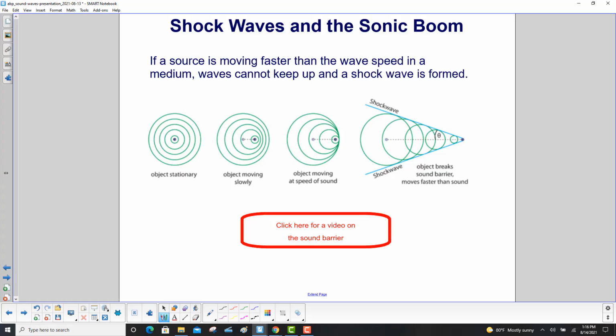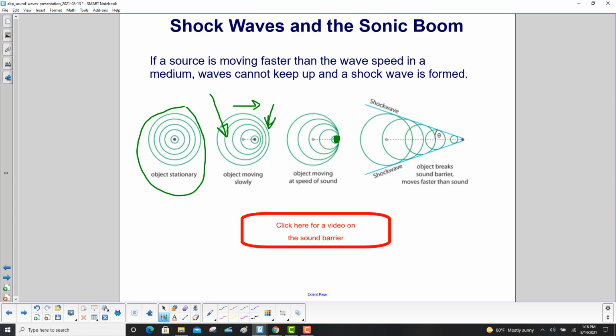If a source is moving faster than the wave speed in a medium, waves cannot keep up and a shock wave is formed. So here's a stationary object with the waves emitting from it. If the object moves slowly, we get that same compression in the front that we've seen on the previous slides and an expansion in the wavelengths behind it. If it's moving at the speed of sound, it's right there.